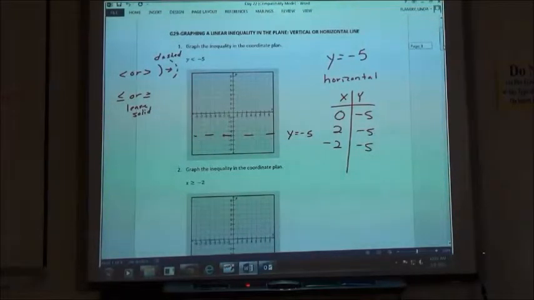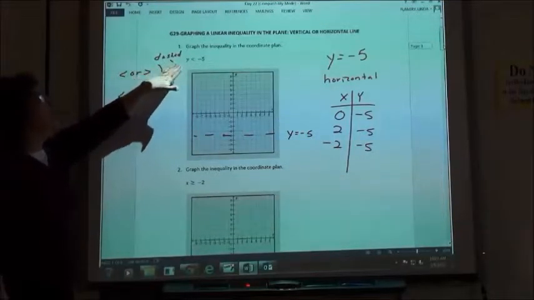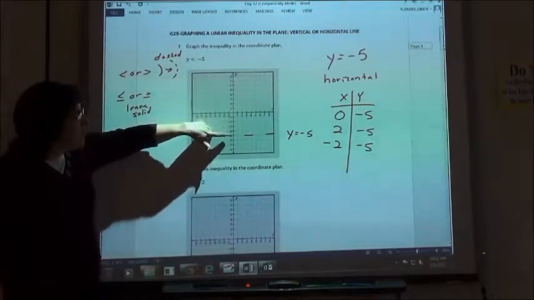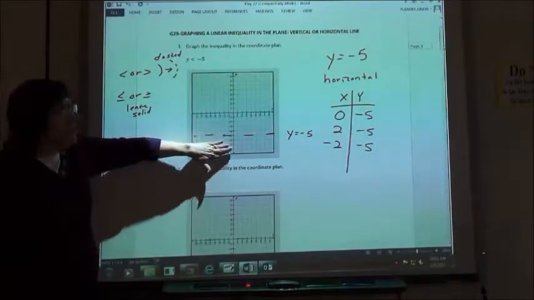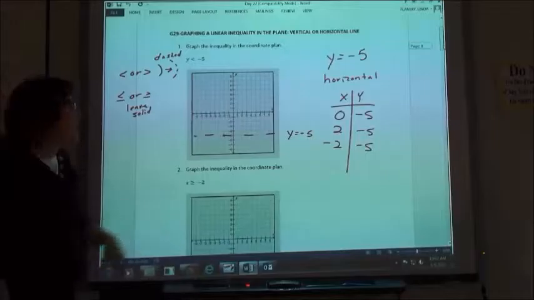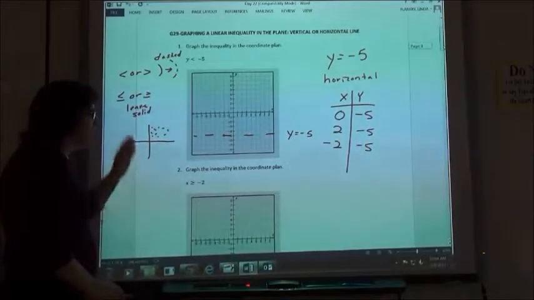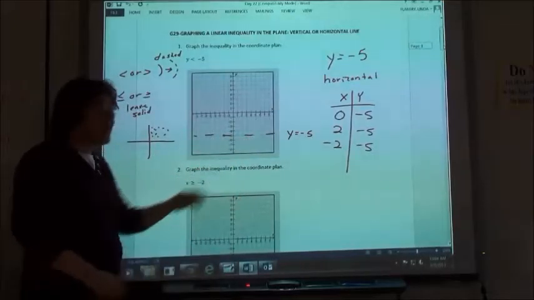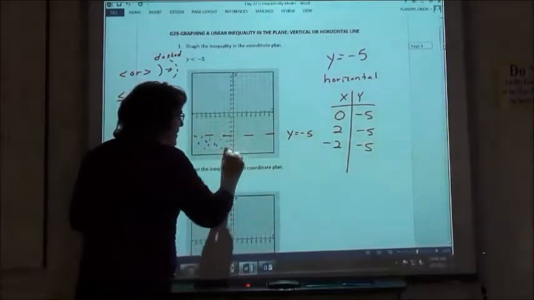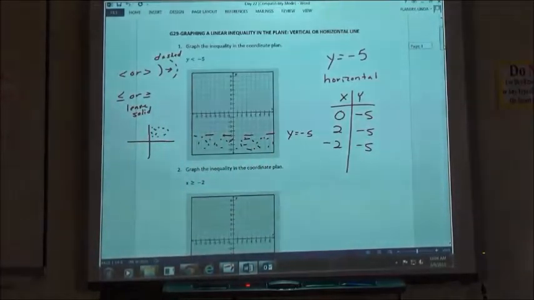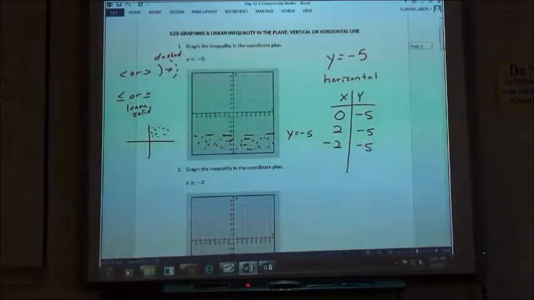Once I've checked my line and I know if it's solid or dotted, then I'm going to check my shading. Since this has y is less than -5, I'm looking on my y-axis for the values lower than -5, means I would shade underneath my line. You're going to have a little tool that sort of looks like this with a whole bunch of little dots. Click anywhere under the line, it's going to add all those little dots underneath there and shade that little section in. So that's what my graph would look like.